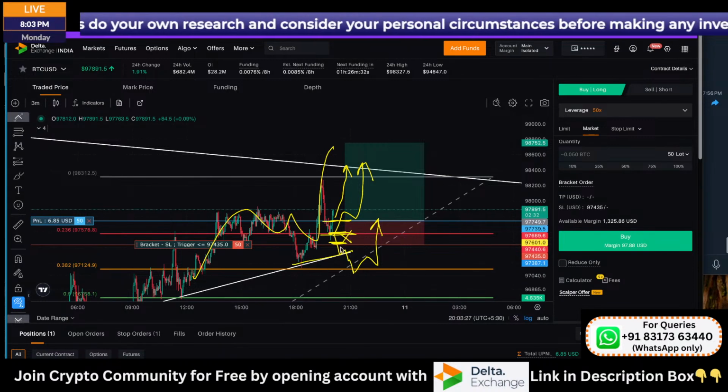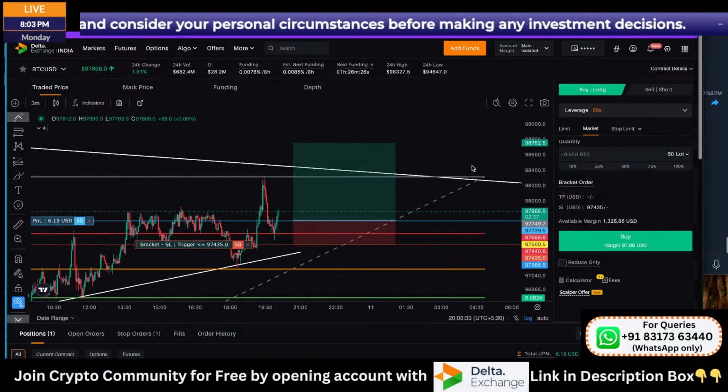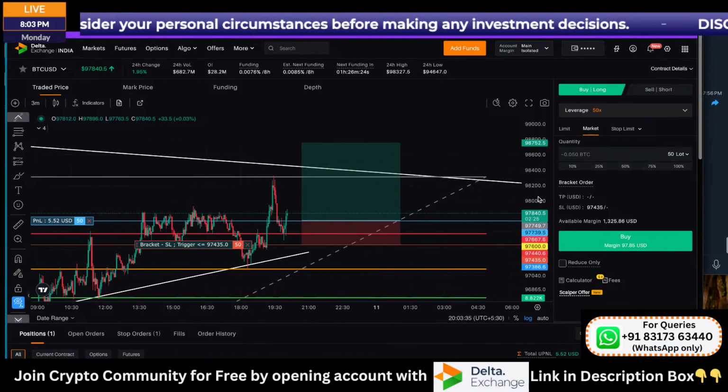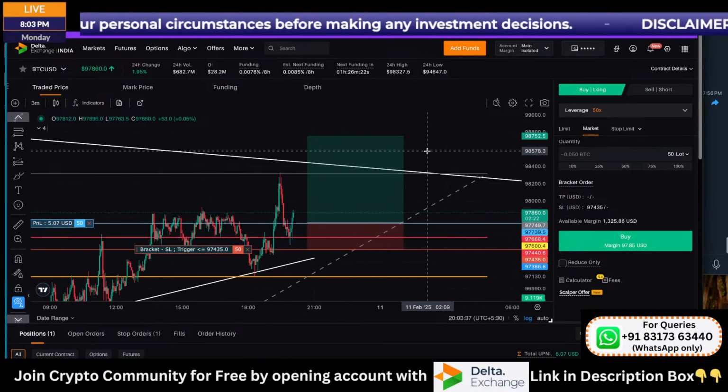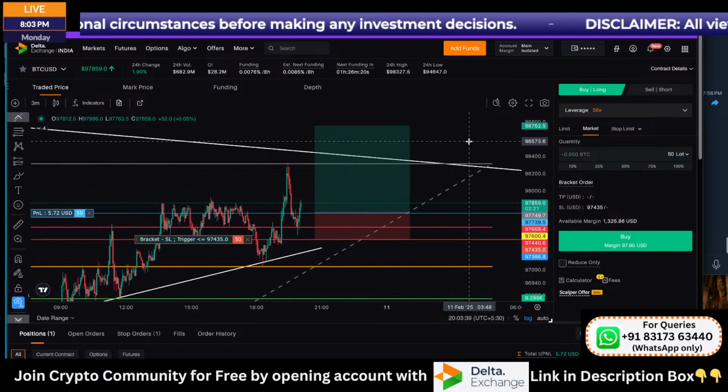In case this setup fails, one more setup will be at this zone. So two areas I have planned my entry. First setup I have already taken. Next we will see.